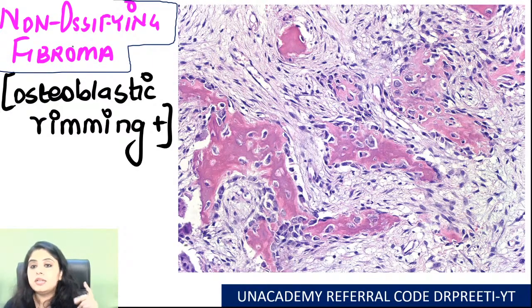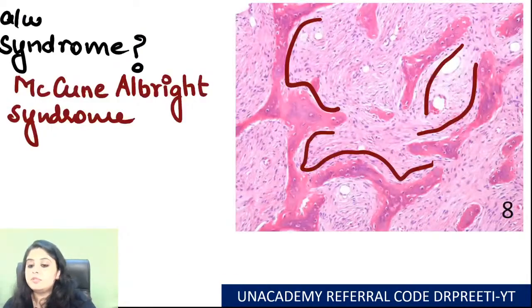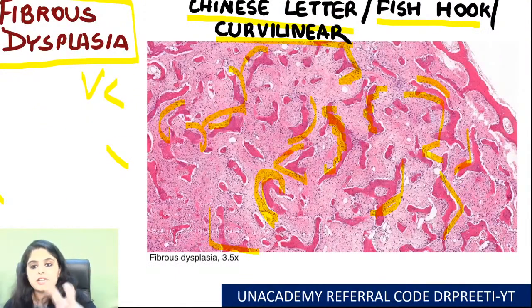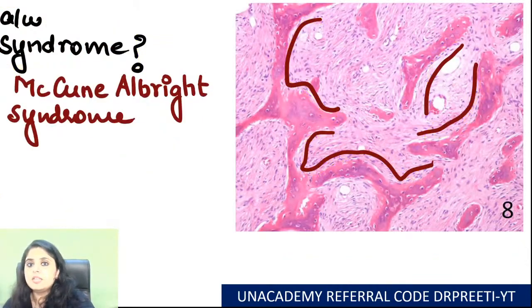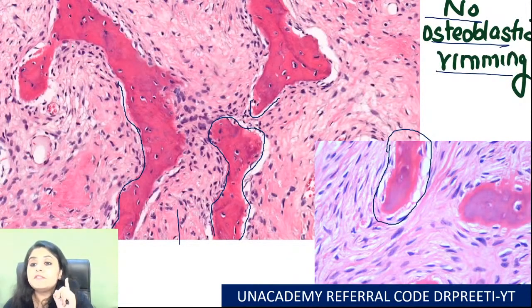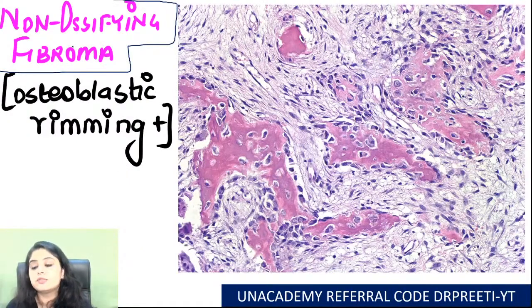Let me tell you, number one, there is fibrous dysplasia which we were studying. That shows you this fish hook pattern and everything. Will you see osteoblastic rimming? You will not. What is the differential diagnosis of fibrous dysplasia? What can it very closely mimic? On low power, what else can also show you that Chinese letter pattern? Non-ossifying fibroma can also show you.